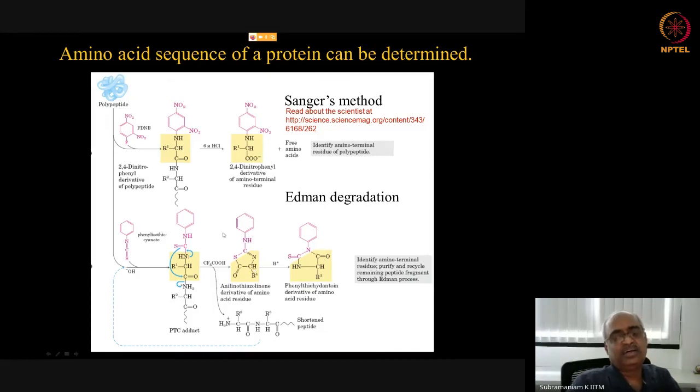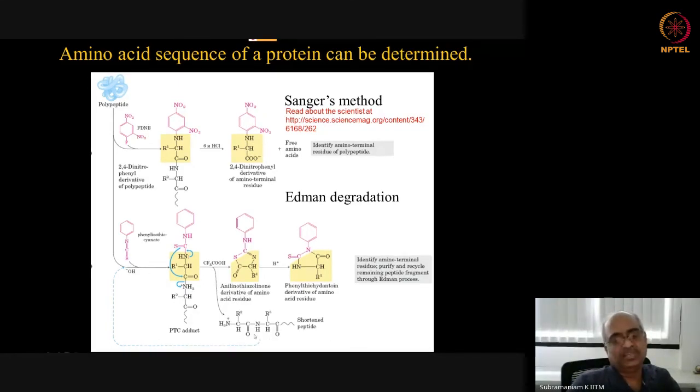So now this derivative can be identified, while the rest of the polypeptide chain is left intact. So this is a polypeptide chain that is shortened by only one amino acid. Now you can purify this and repeat the process again, and by doing this, the sequence can be determined.